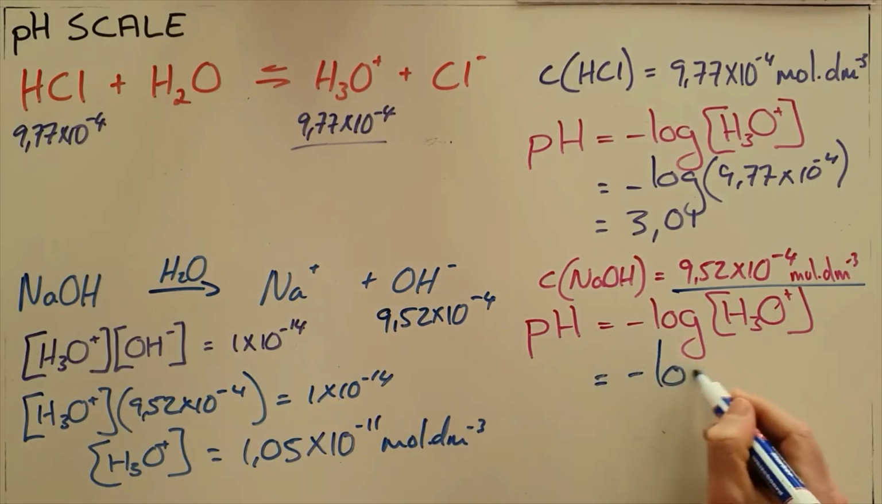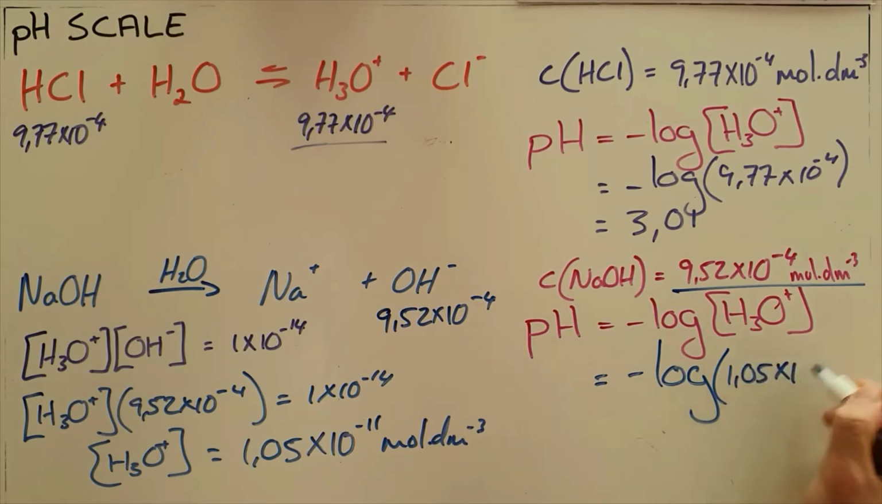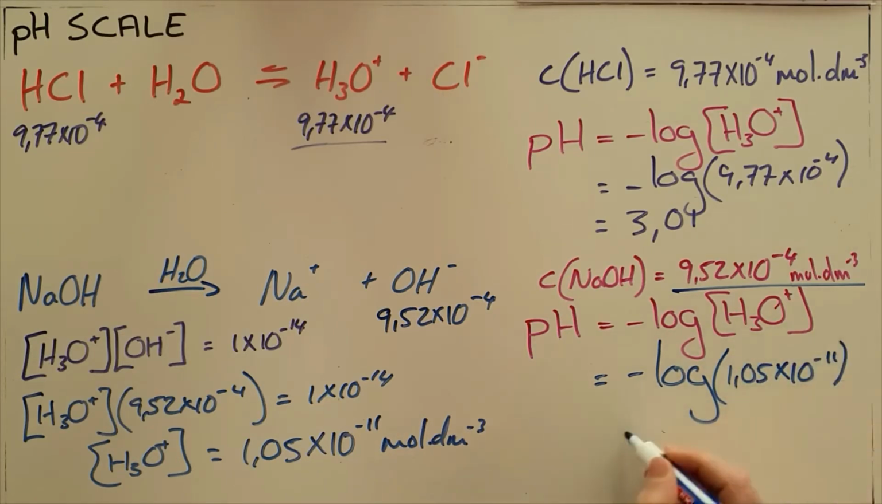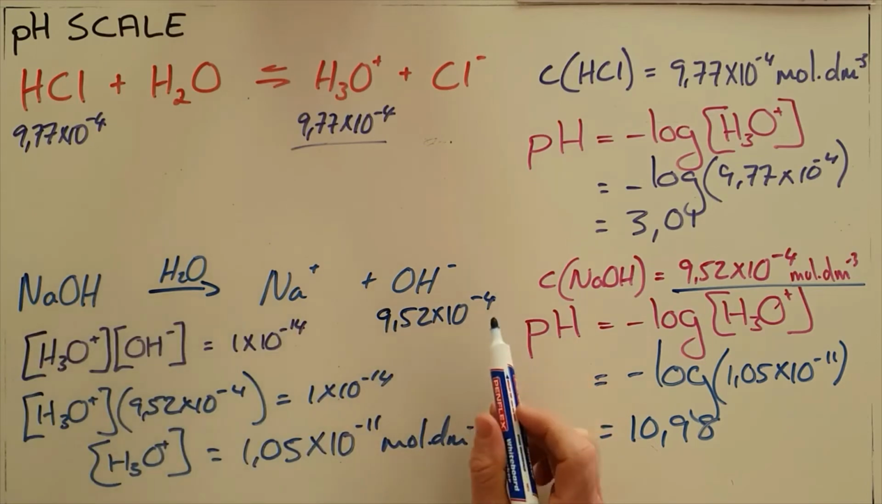which we then know we can substitute into our pH calculation, the negative log of that hydronium concentration, to find that this solution of sodium hydroxide has a pH of 10.98, which makes sense once again that this is a fairly strong base. So this is an easy calculation when you have strong acids or bases, because you know it dissociates completely.